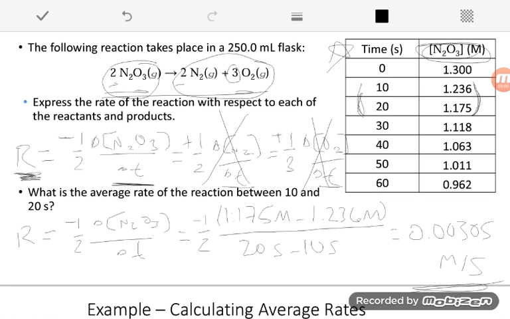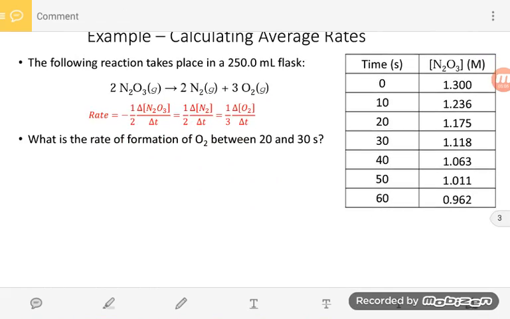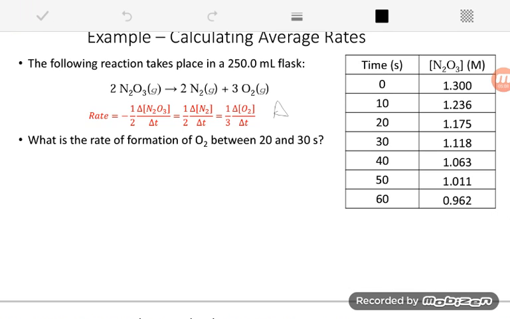Now sometimes it doesn't want the rate of the overall reaction. So again, pay very close attention to language. So let's look at a different question it could ask me. So here I've just rewritten this expression. It's a lot more legible now. But now my question asks for the rate of formation of oxygen. Doesn't want the overall rate of the reaction now.